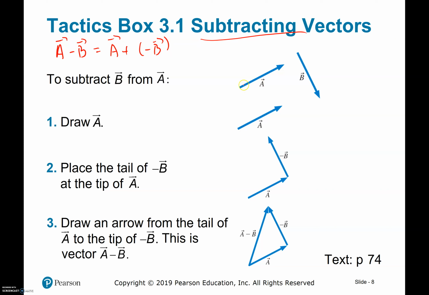So let's say you have vector A here, vector B here. What is A minus B? Well, it's this vector plus the negative of B, which is that vector. So this is the negative of B, right? And the vector subtraction is that vector that goes there, which is this. This is A minus B.